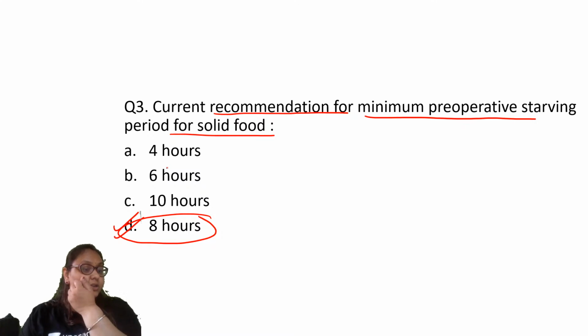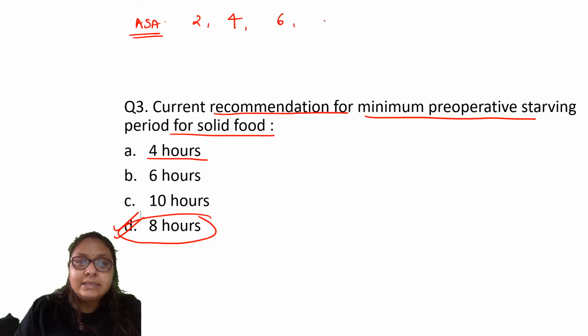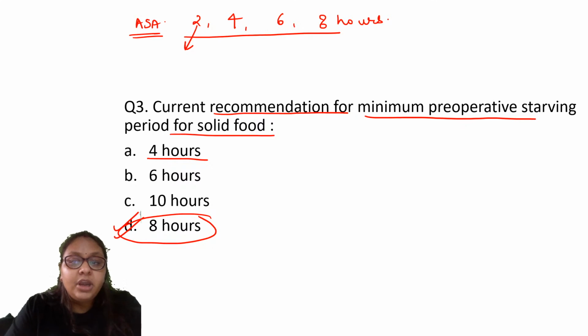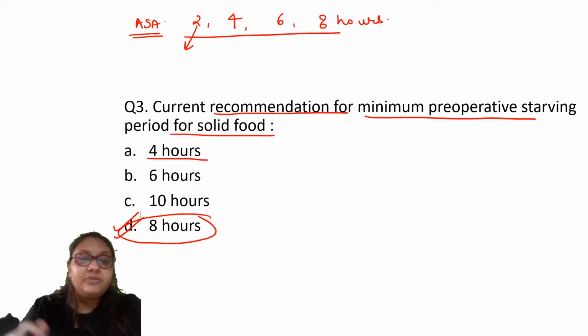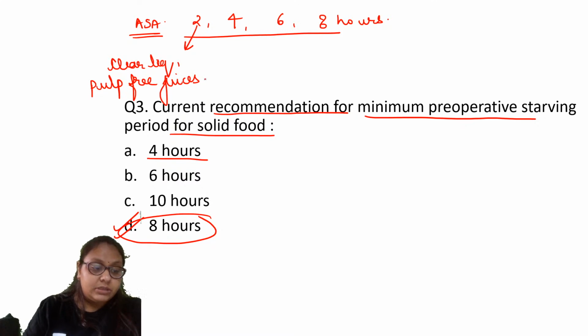Yes, Dr. Ragul, it is 8 hours. Can you tell me, according to the ASA, you have to remember the rule of 2, 4, 6, 8 hours. 2 hours is for what? The minimum preoperative starving of 2 hours is for clear liquids like water or pulp-free juices like apple juice. Okay, 4 hours. 4 hours is for what?